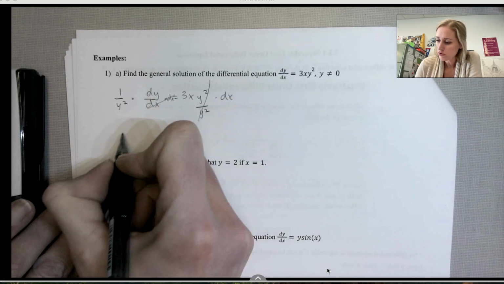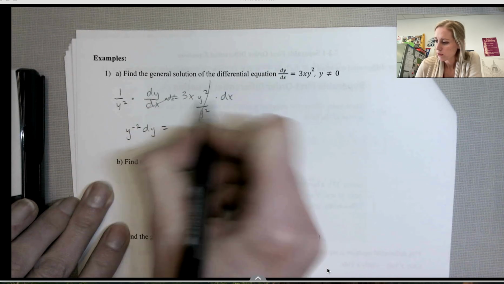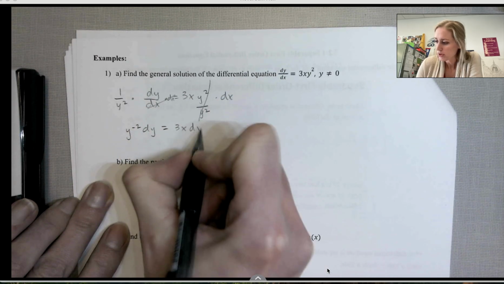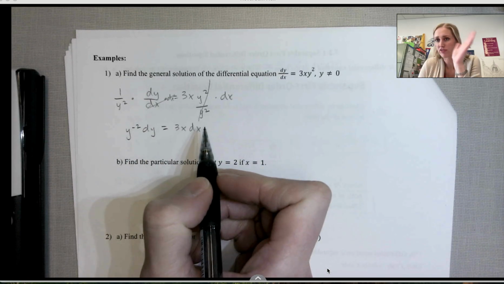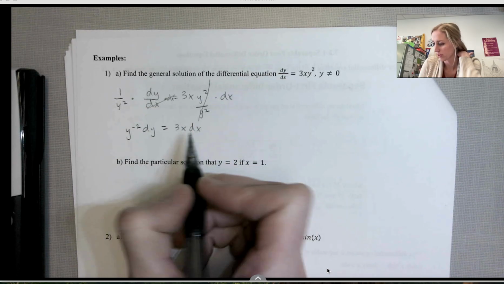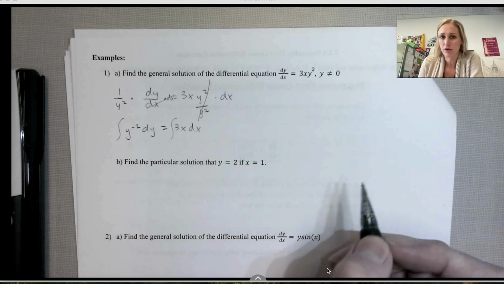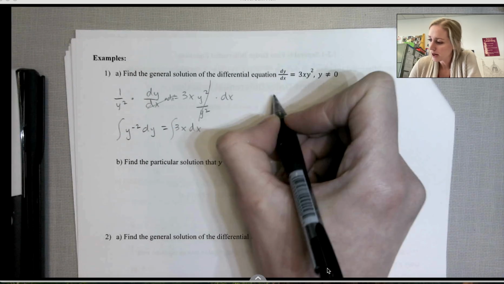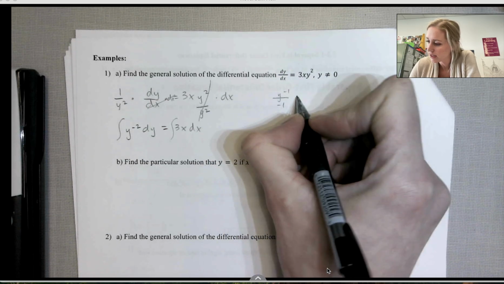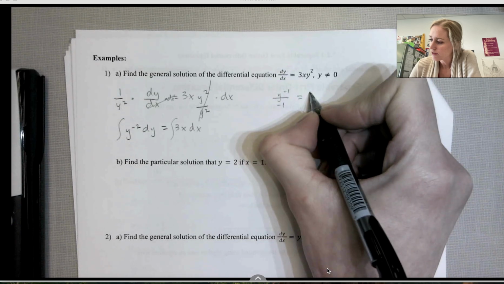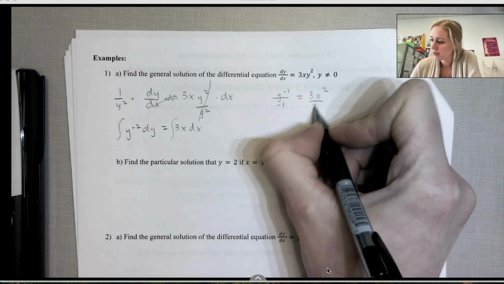So I have 1 over y squared, which I can write as y to the negative 2 as well, equals 3x dx. So we have an expression with y's with dy, and an expression with x's with dx. Okay, so that's step one. Just get all the y's on one side, all the x's on the other. Then step two is integrate both sides. So we're going to apply our integral. Using my power rule here, I'm going to get y to the negative 1 divided by negative 1. And then 3x, the 3 stays. We add an exponent of 1 and then divide by that exponent.